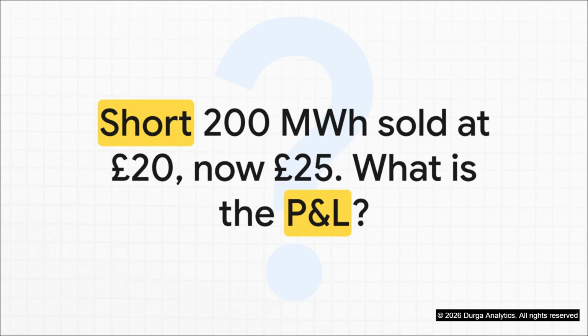Well, the position is negative 200. The price rose by 5. What does our math dictate? Negative 200 times positive 5 equals minus £1,000. Because you were short, a rising price is the exact opposite of what you want. It forces you to eventually buy it back at a higher price.